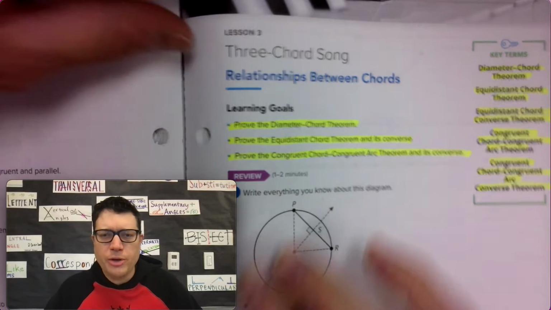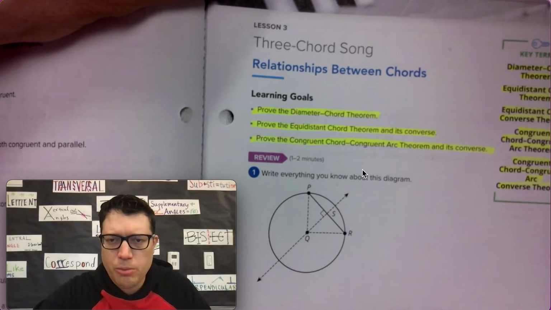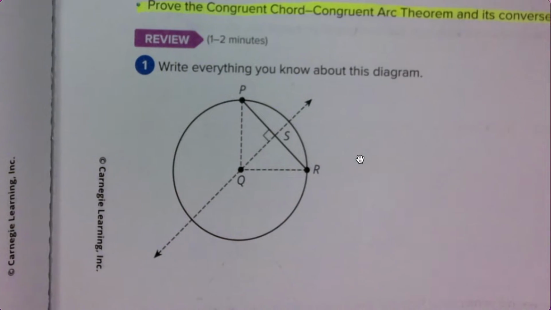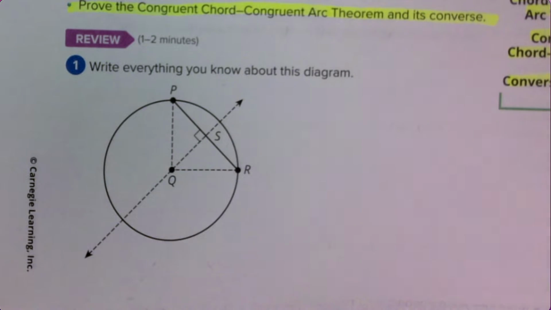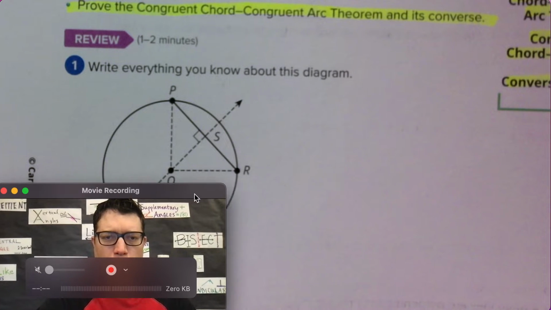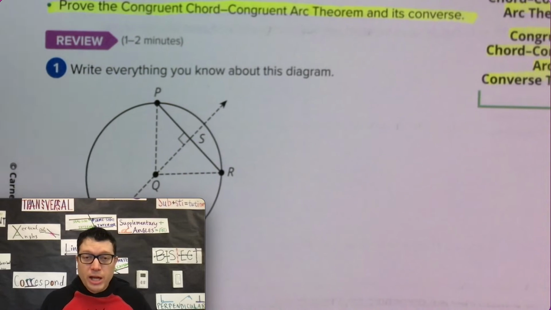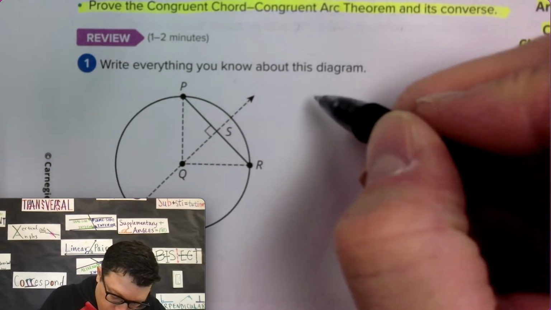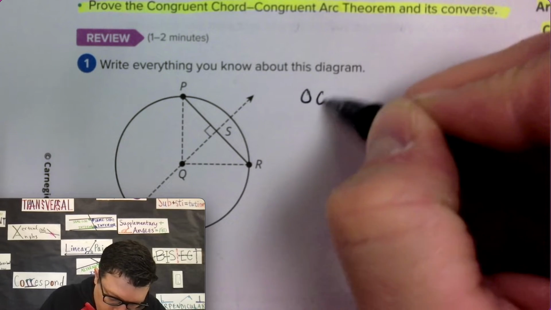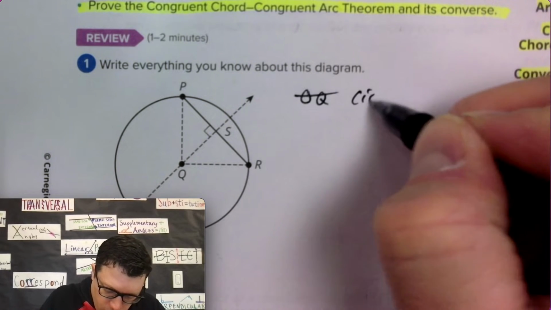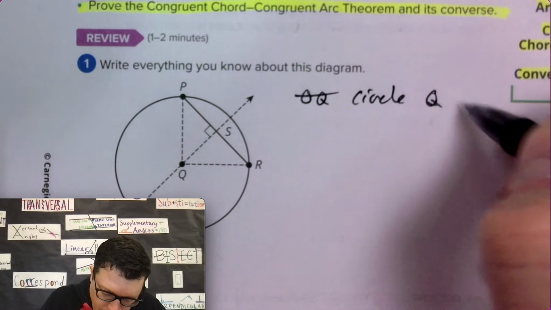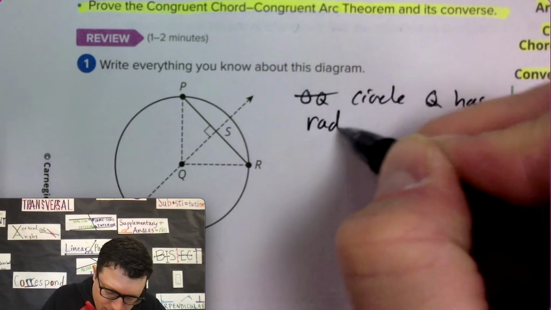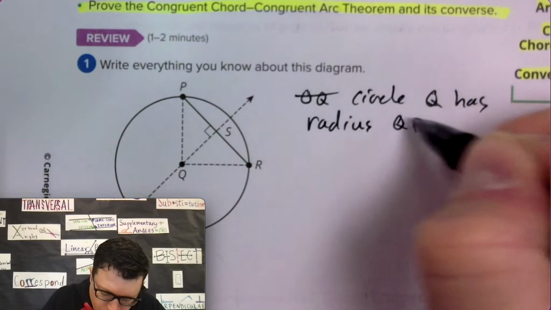Let's tackle this review. All right, let's see if I can zoom in, center, and enhance here. Write down everything you know about this diagram. So the first one that I see right away is there's a circle. Its center is Q. Circle Q. Circle Q has radius QP.